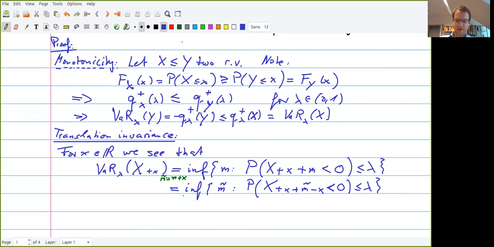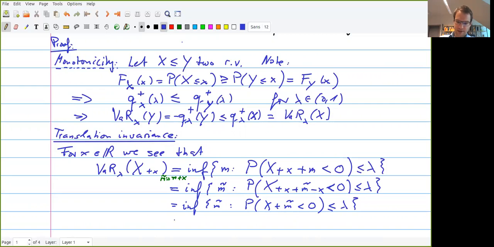Right? And now, what is this? So m tilde. Here the x are canceling, so that's very simple. Actually, it's not worth another line. So this is x plus m tilde is less than m, less than 0. So the probability that x plus m tilde is less than 0 should be less or equal than lambda.